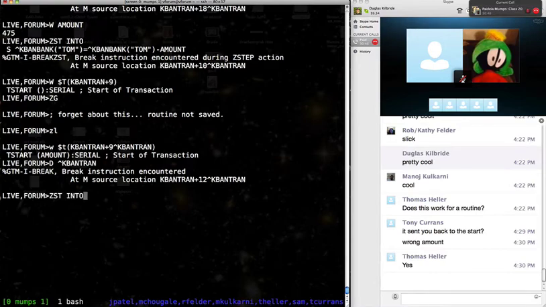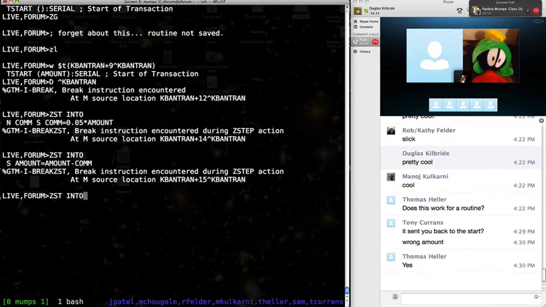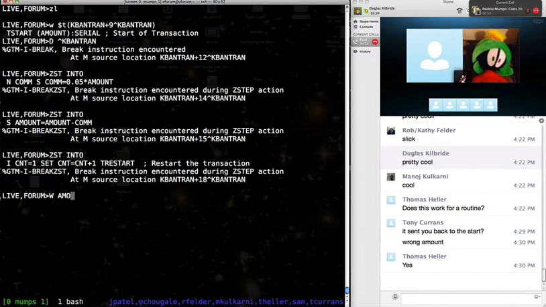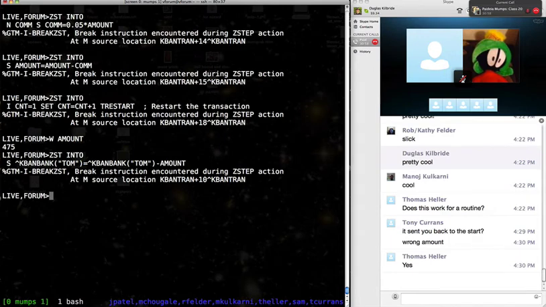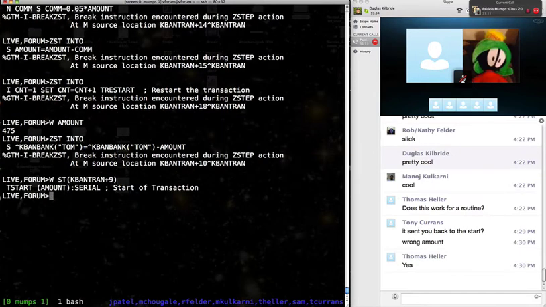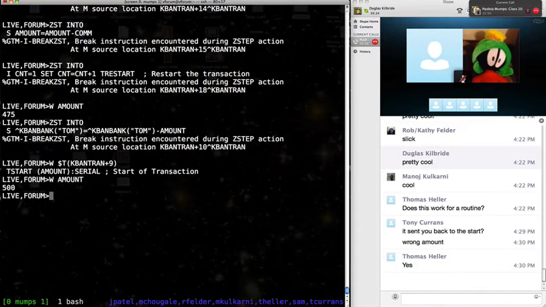Alrighty, here's our break. And let's write the amount. All right, we go back up here again when we did a restart, and let's write $TEXT of KBANDTRAN plus 9, and you could see that this is the correct line. Let's see what our amount is. All right, do you see that?